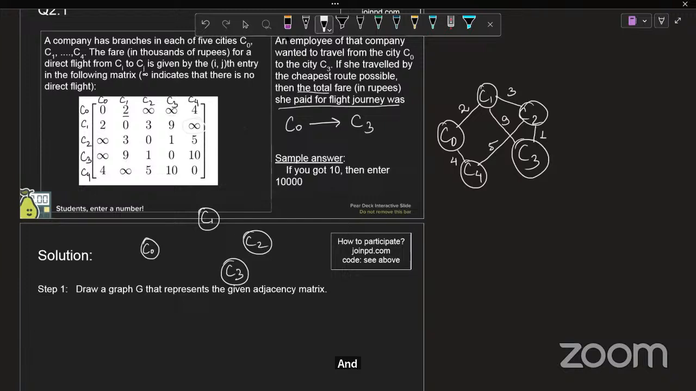Then check for C3. From C3 to C0, there is no edge. From C3 to C1, there is an edge that is 9, which we have already done. C3 to C2, 1. C3 to C3, 0. C3 to C4, there is an edge that is 10. Okay, so we have almost drawn the graph. So this is the graph we got.